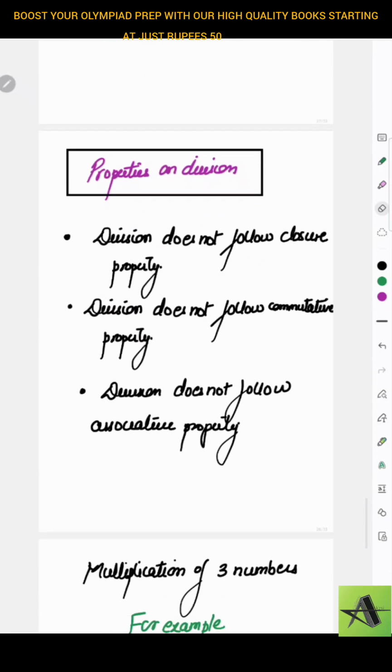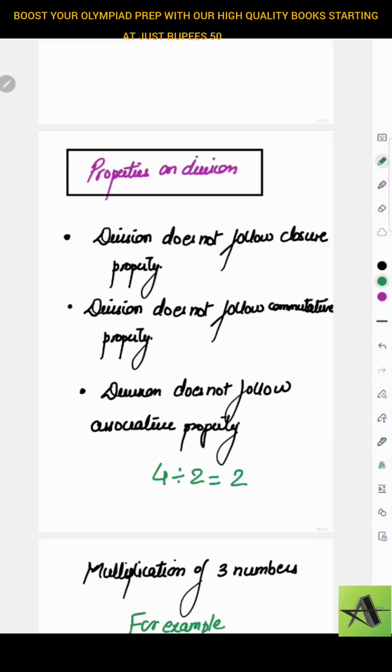Now the properties of division. First, division doesn't follow the closure property. I have explained closure: when we do a particular operation with two integers and the answer is also an integer, then it's called the closure property under that operation. If I take the example of division, say 4 divided by 2, you'll say 4 divided by 2 is 2. So yes, they both are integers and the answer is also an integer.